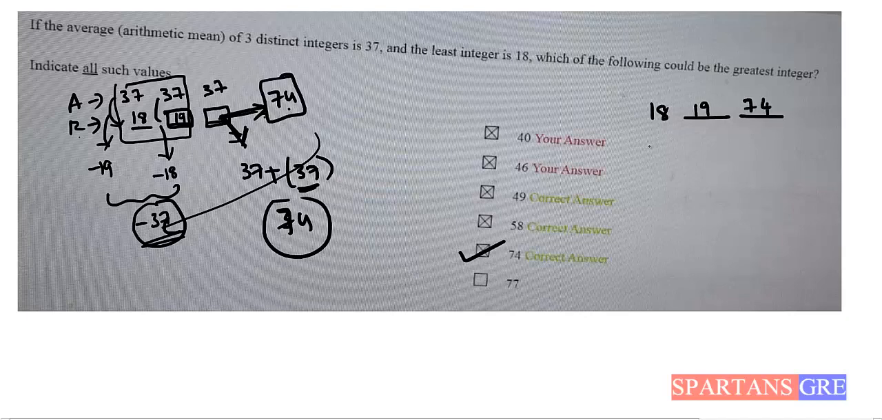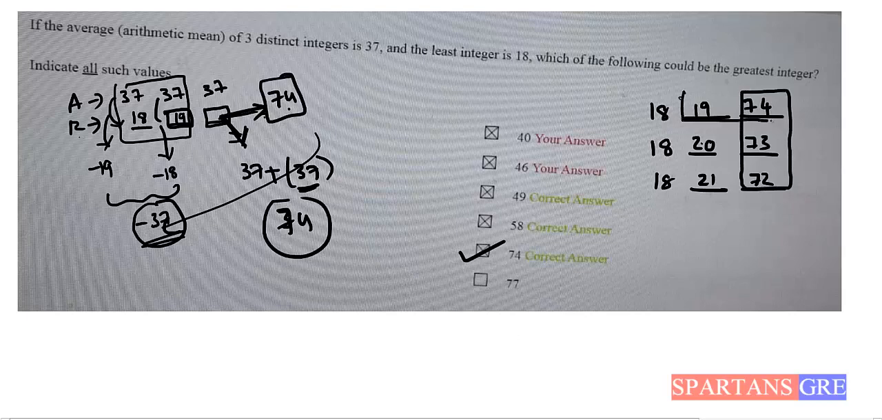Now, this number is fixed anyway, the least number. This number cannot go below 18 because it's already given in the question that 18 is the least number. Now here, if I take this as 20, this will be 73. If I take this as 21, this will be 72, and so on. Correct? Now, you have to check what are the possible numbers here. What is the sum of these two numbers?